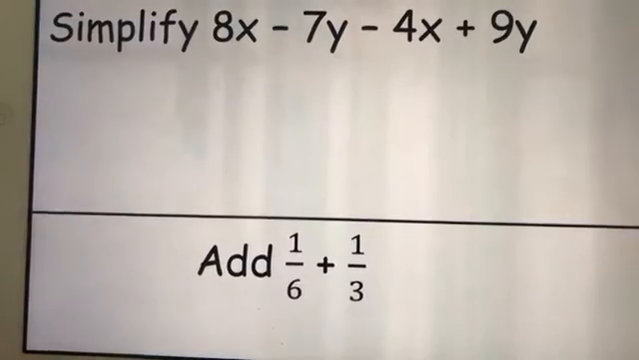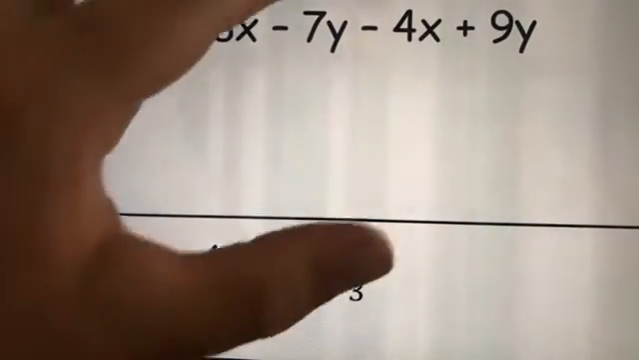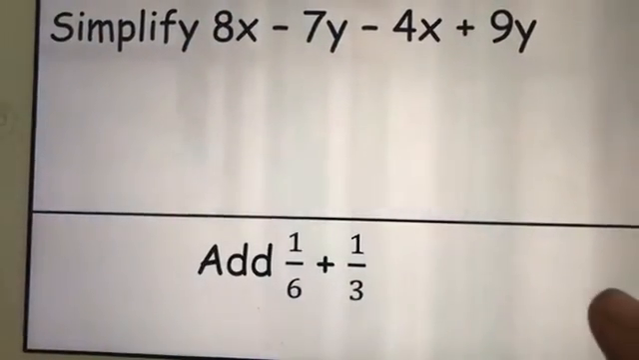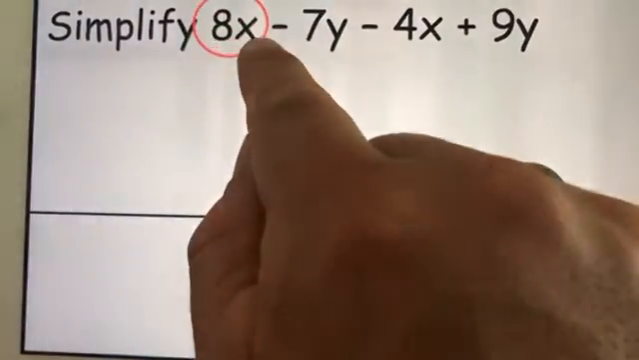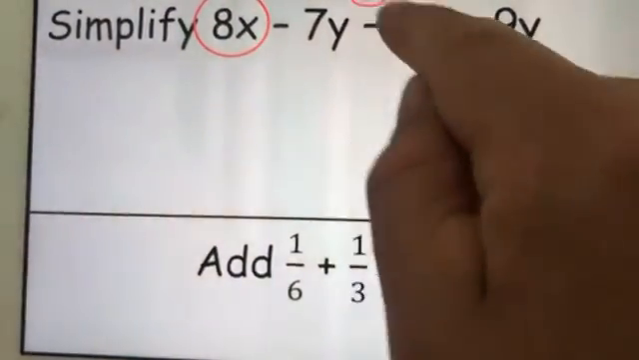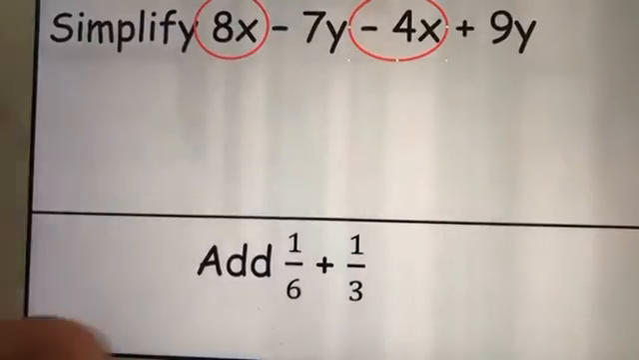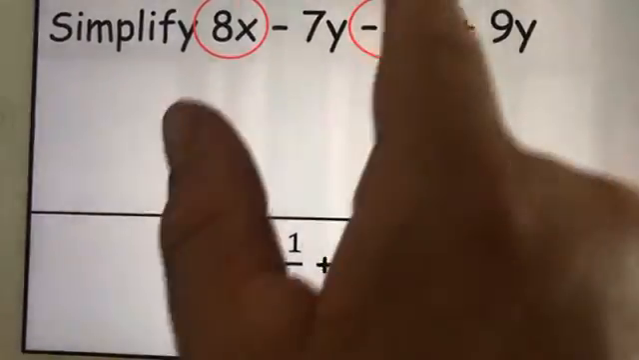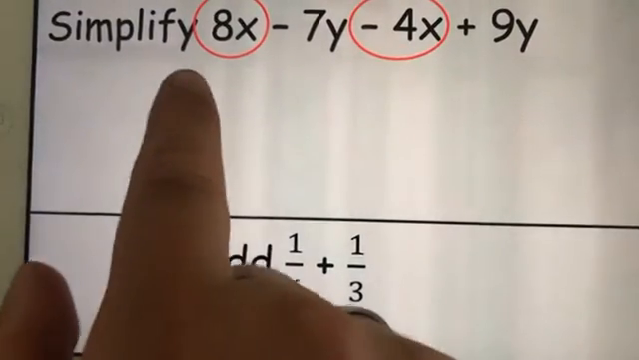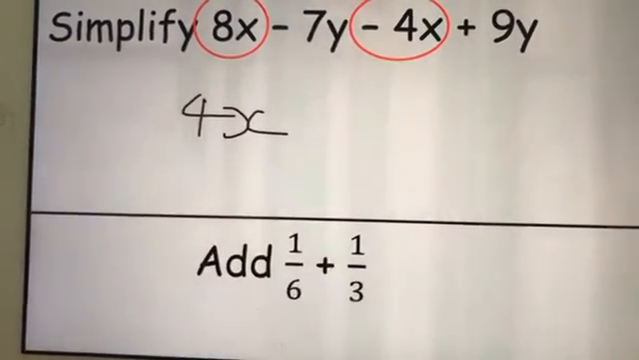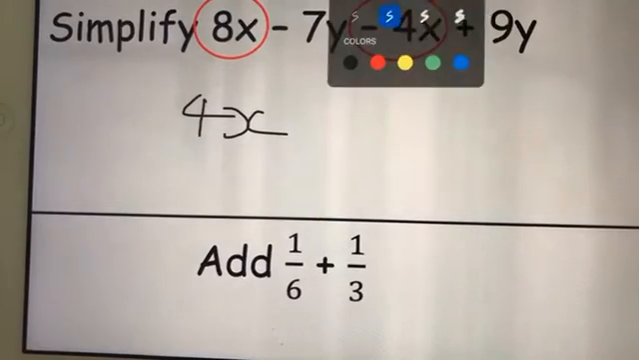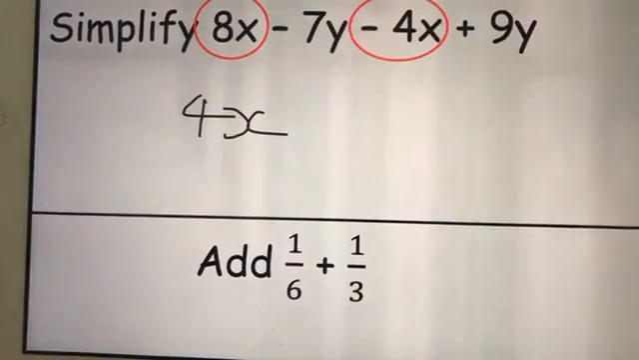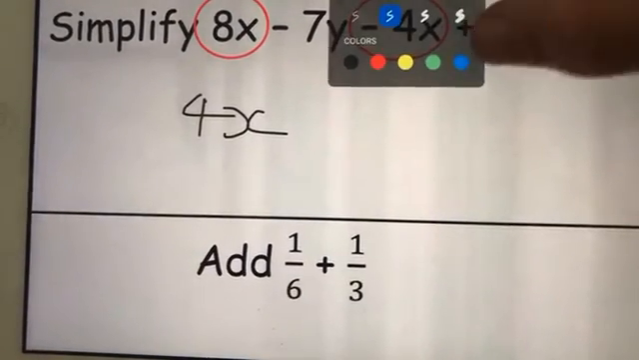Bit of simplifying. Again, what I always suggest is put some shapes around the ones that are the same. I've got an 8x and I've got a minus 4x, so I'm going to put an oval around those two. 8x take away 4x is 4x. Then I've also got two other letters.